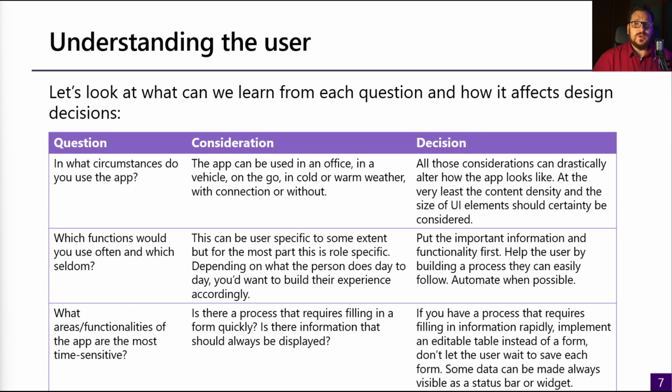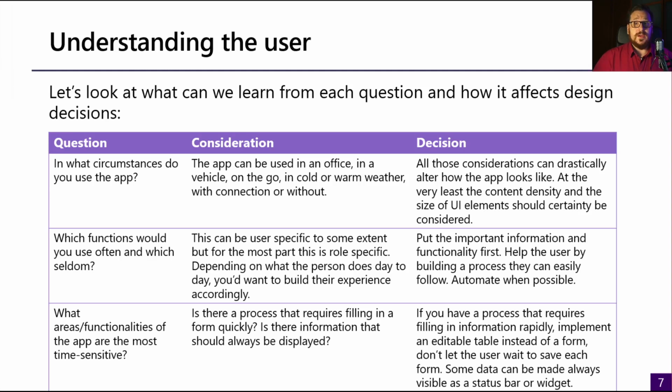So as we saw before, depending on which functionality you're going to use first and which second, you're going to want to place the items on the menus differently. Items that are often used can be placed first and foremost in the menus, and items that are used seldom can be placed somewhere else, like in the More menu. What areas of the app are the most time sensitive?